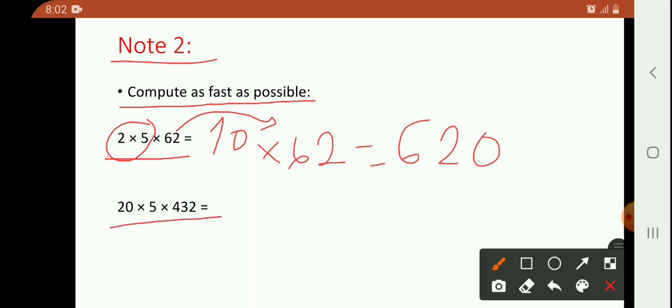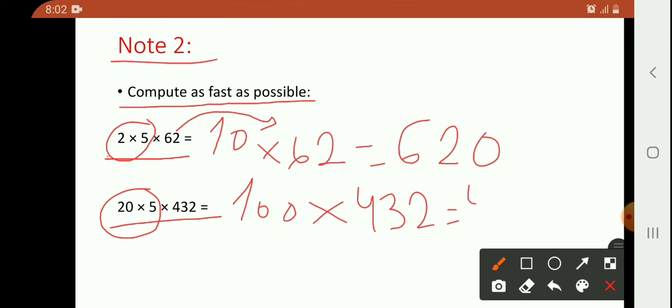20 times 5 times 432. Also as fast as possible. 20 times 5 it's 100. هيدي لازم تكونوا عارفينها. Times 432. Then the result will be 432 with 2 zeros.